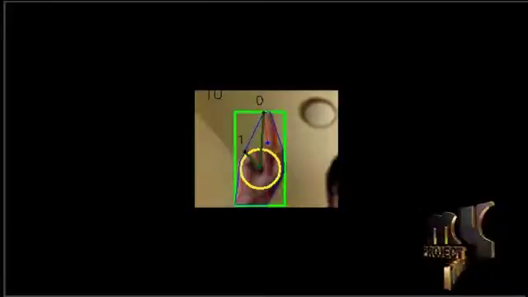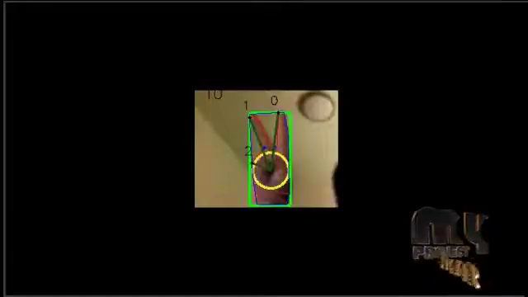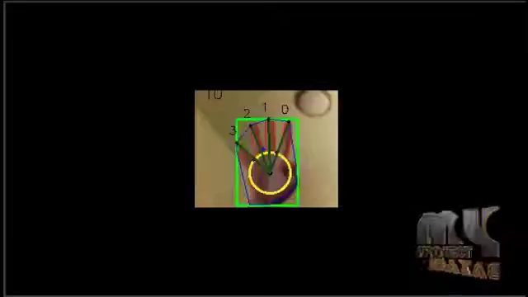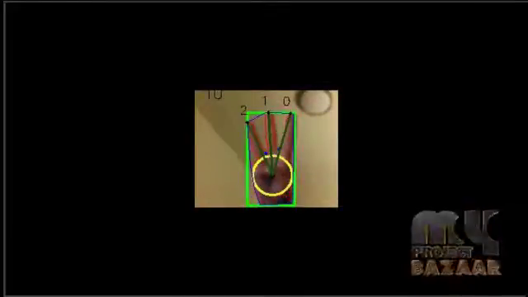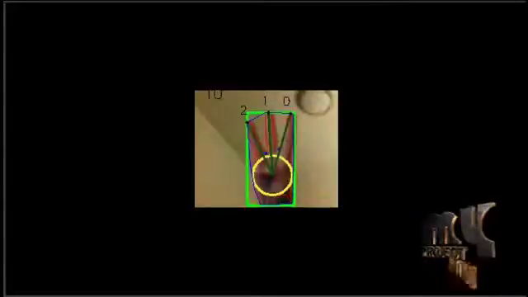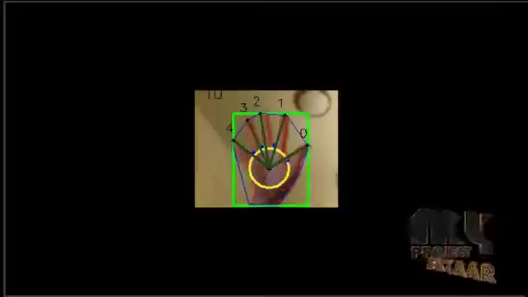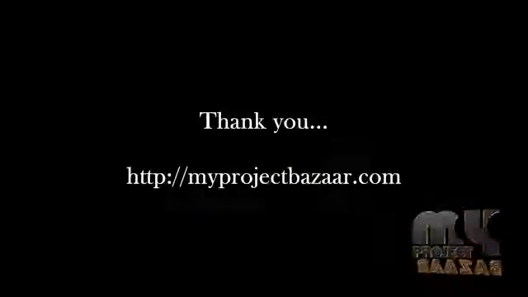This is the prediction for number 0, this is the hand cursor prediction for number 2, then this is the prediction for number 3. This is the prediction for number 2, and this is the prediction for number 4. These are our real-time datasets. Thank you.